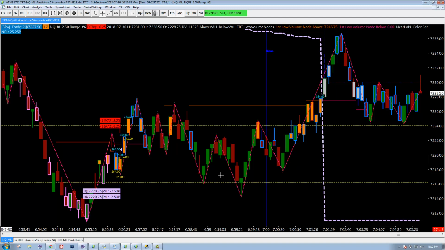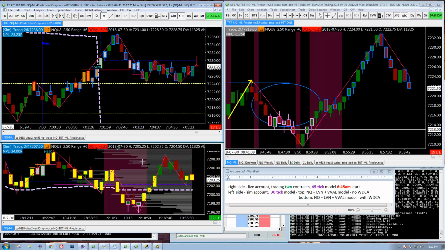Today, what we saw was this method, not avoiding chop using the chop avoidance system that's based on the waves. It made 25 and a quarter. I'm not going to go through all these trades. It was a wild day.